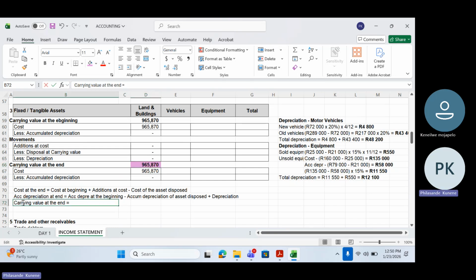Carrying value at the end is equal to carrying value at the beginning. I'm sure you must know about this. Carrying value at the beginning plus additions at cost minus disposal at carrying value minus depreciation gives you the carrying value at the end. Did you know about that?